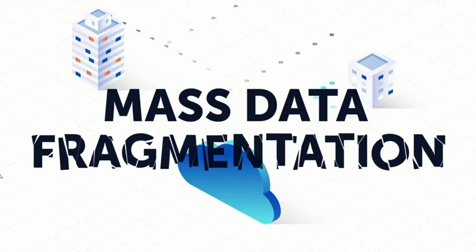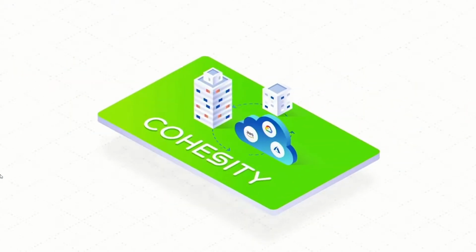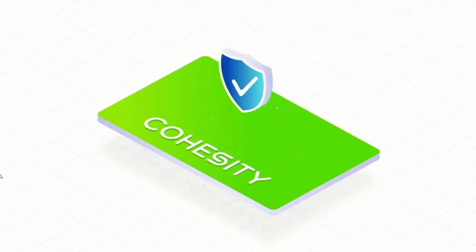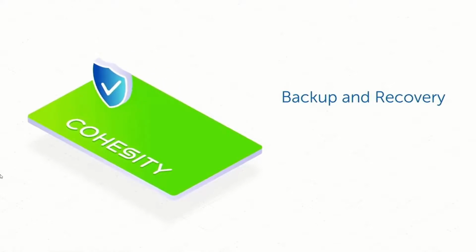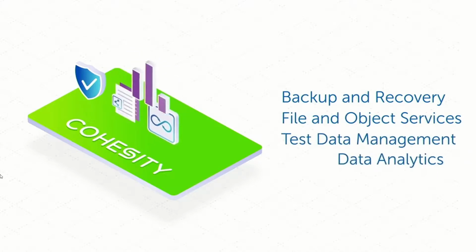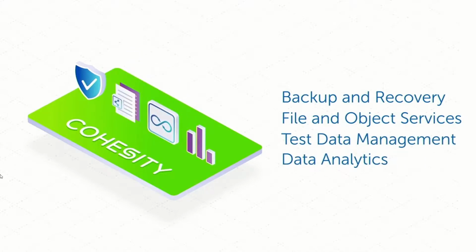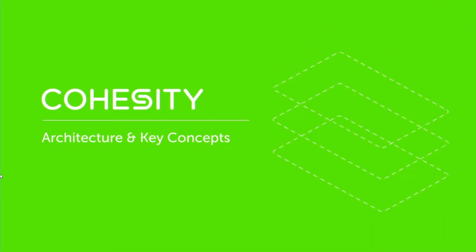In order to address the problem of mass data fragmentation, Cohesity has built a web-scale platform that consolidates multiple data management capabilities. First, the platform is great at enterprise-class backup and recovery, but it does so much more. For example, file and object services, test data management, and data analytics. To explain how we achieve this, this video introduces the architecture and key concepts of the Cohesity data management solution.